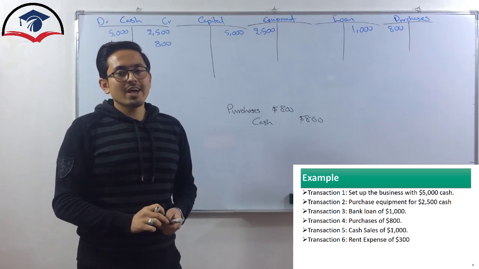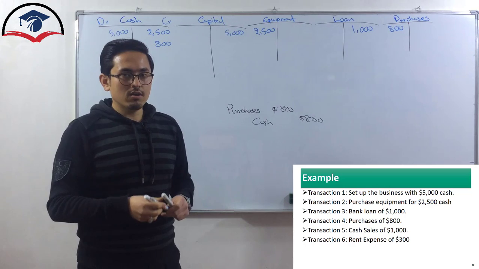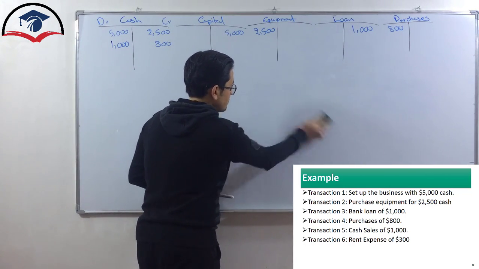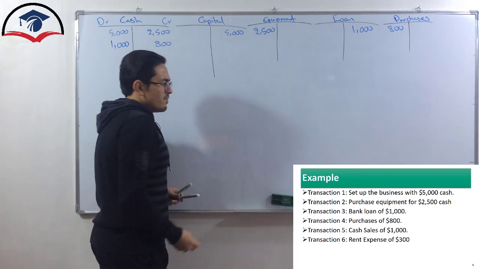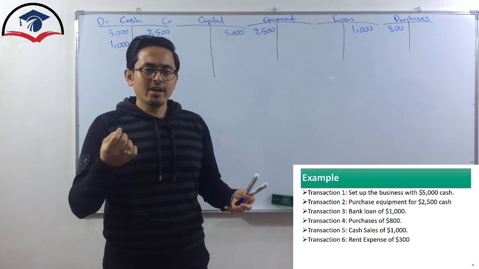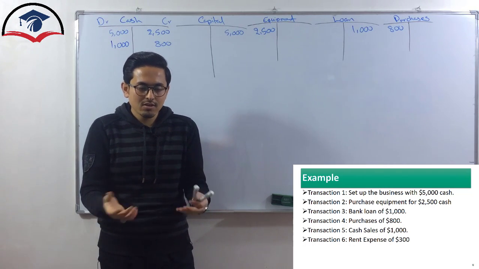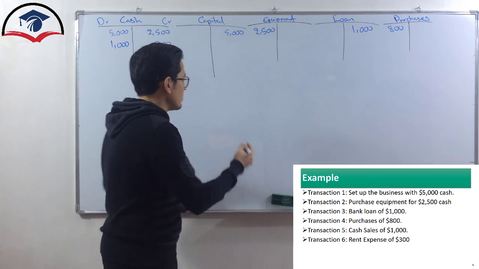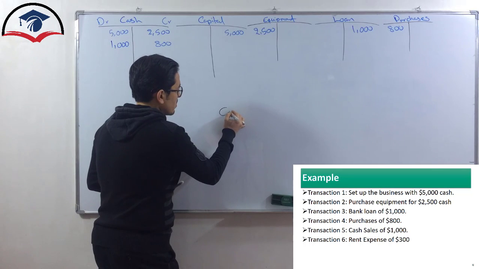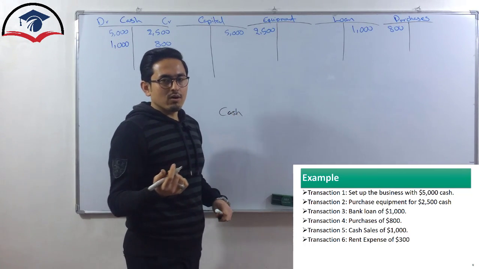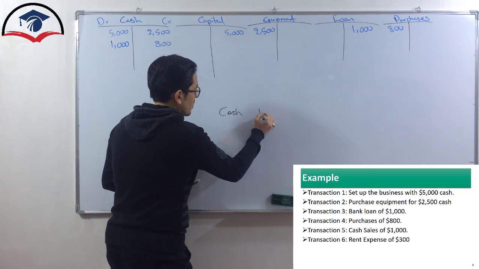Part 5 is cash sales of $1,000. $1,000 I did the cash sales. So first of all, there is input of the cash to the business. I have received some cash. The cash increase was debit. Cash to the business, debit by how much? $1,000, my cash sales. $1,000.